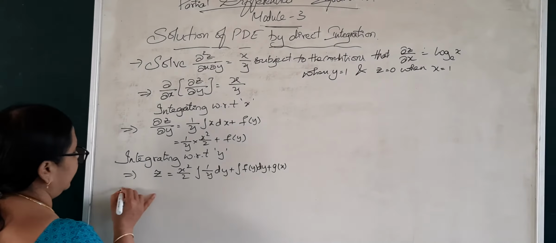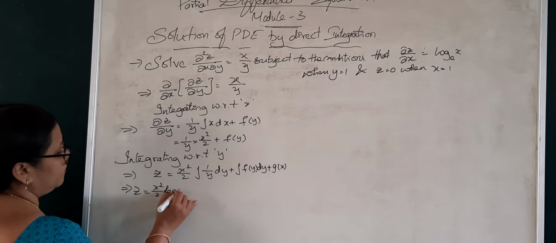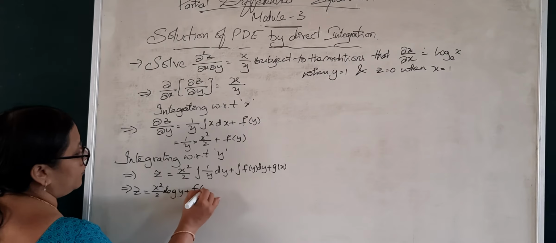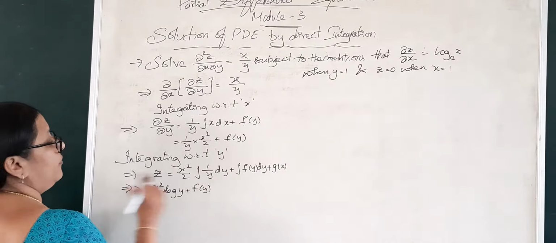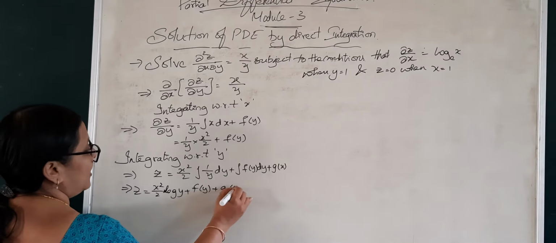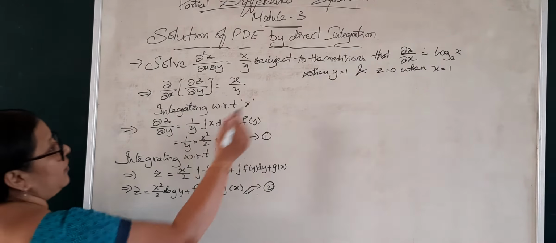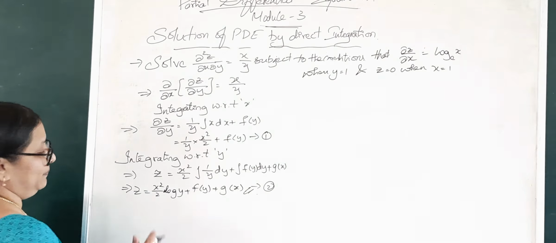But we still have to integrate it. Z is equal to x square by 2 into integral of 1 by y, which is going to be log y, plus this can be treated as capital F of y. Capital F of y itself represents the integral of f of y, plus g of x. So this is the second equation. This is the first equation and this is the second equation, which is the solution for the given PDE, but not with the conditions. Now let us apply the conditions and find these two so that you are going to get the complete solution. Okay.